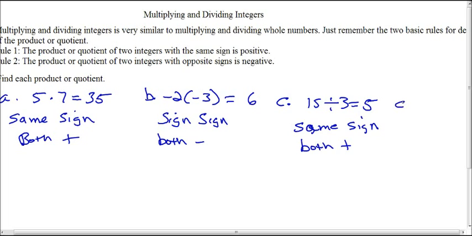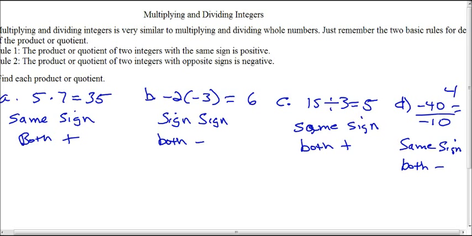We'll do D for this one. We have a negative 40 divided by a negative 10. I wrote that as a fraction, but remember that horizontal line between the two numbers means divide. So, same sign, both negative, and our answer will be positive 4.